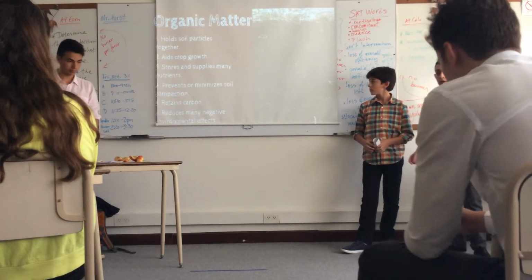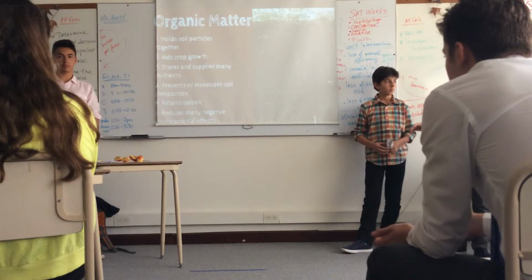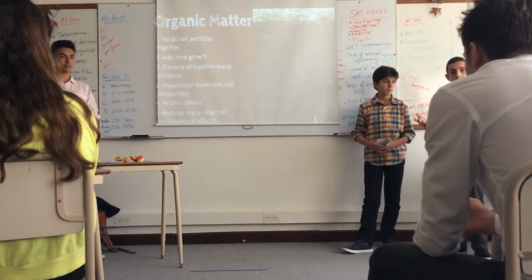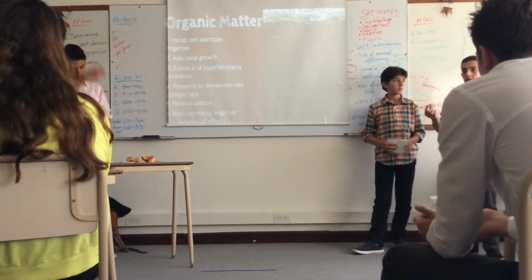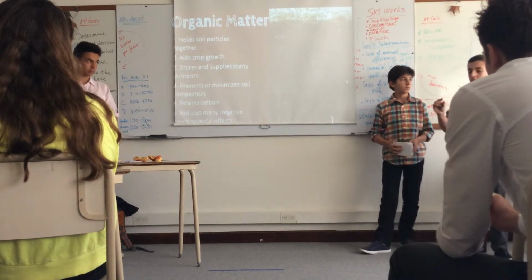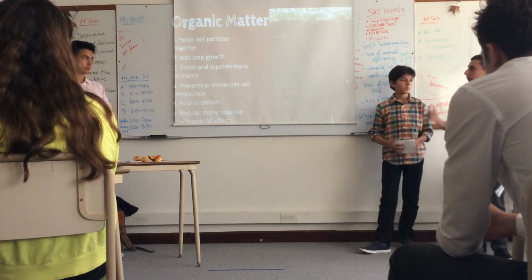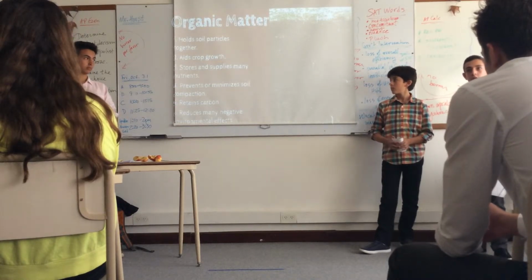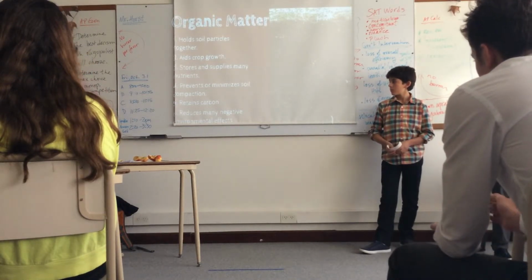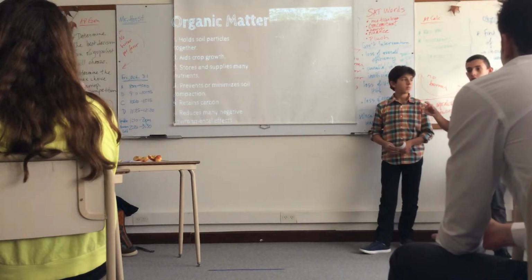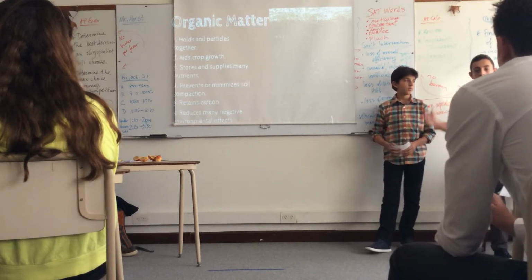It prevents the soil from deteriorating. For example, have you seen dry soil? Normally that dry soil is part of erosion because it gets to a point that it's hard. This organic matter keeps it fresh and fertile for growing. It also retains the carbon emissions from around.